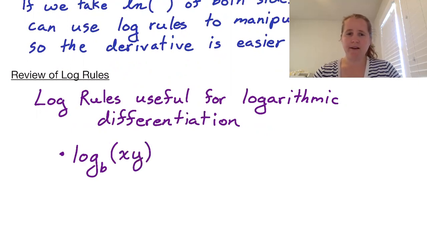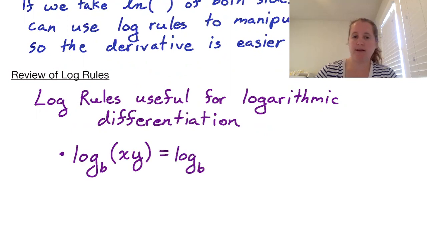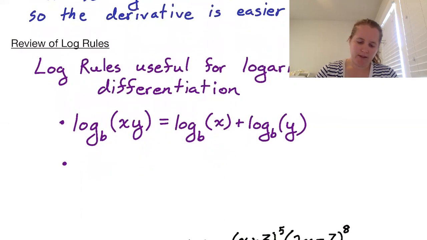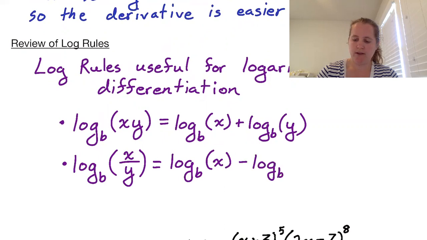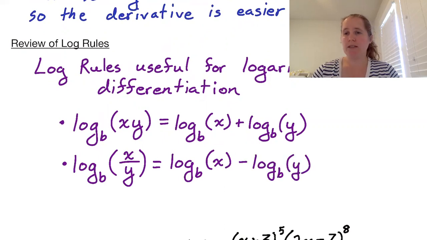A product inside the logarithm corresponds to addition outside of the logarithm. So log base b of x times y is log base b of x plus log base b of y. If we have division inside the logarithm, log base b of x over y, this corresponds to subtraction outside of the logarithm. So this is log base b of x minus log base b of y. Remember, the logarithm essentially is talking about the exponents. So if we have a product of b to the x times b to the y, the exponents wind up adding. If we have division, b to the x over b to the y, the exponents wind up subtracting.